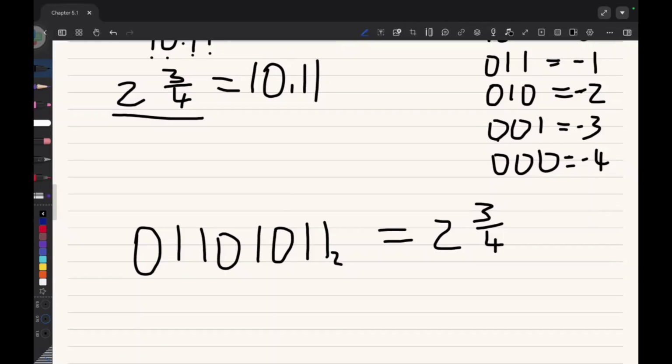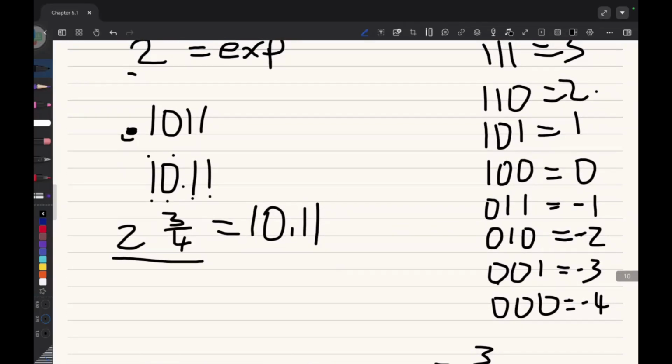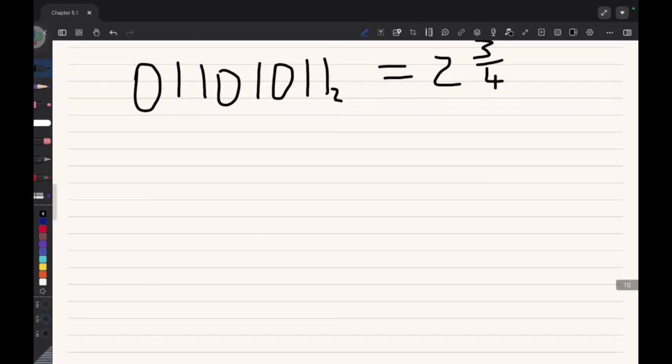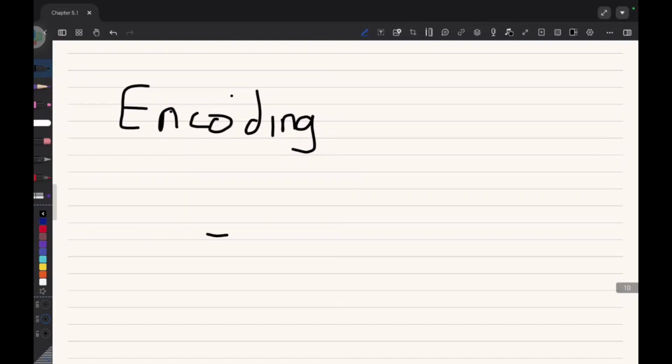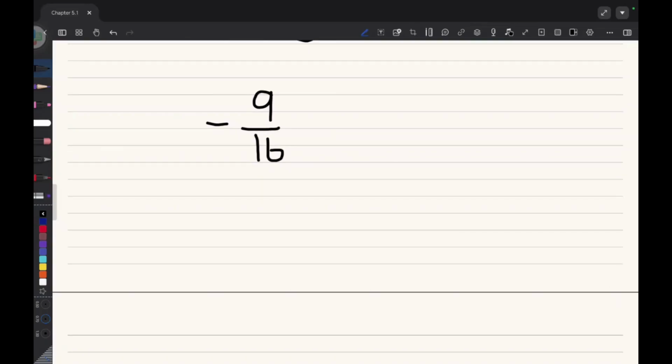And now let's talk about converting, or I mean encoding. Converting a decimal number to floating point, you're encoding from decimal to binary floating point. So let's say we have a number, -9/16. First of all, we are going to convert this number into a binary number.